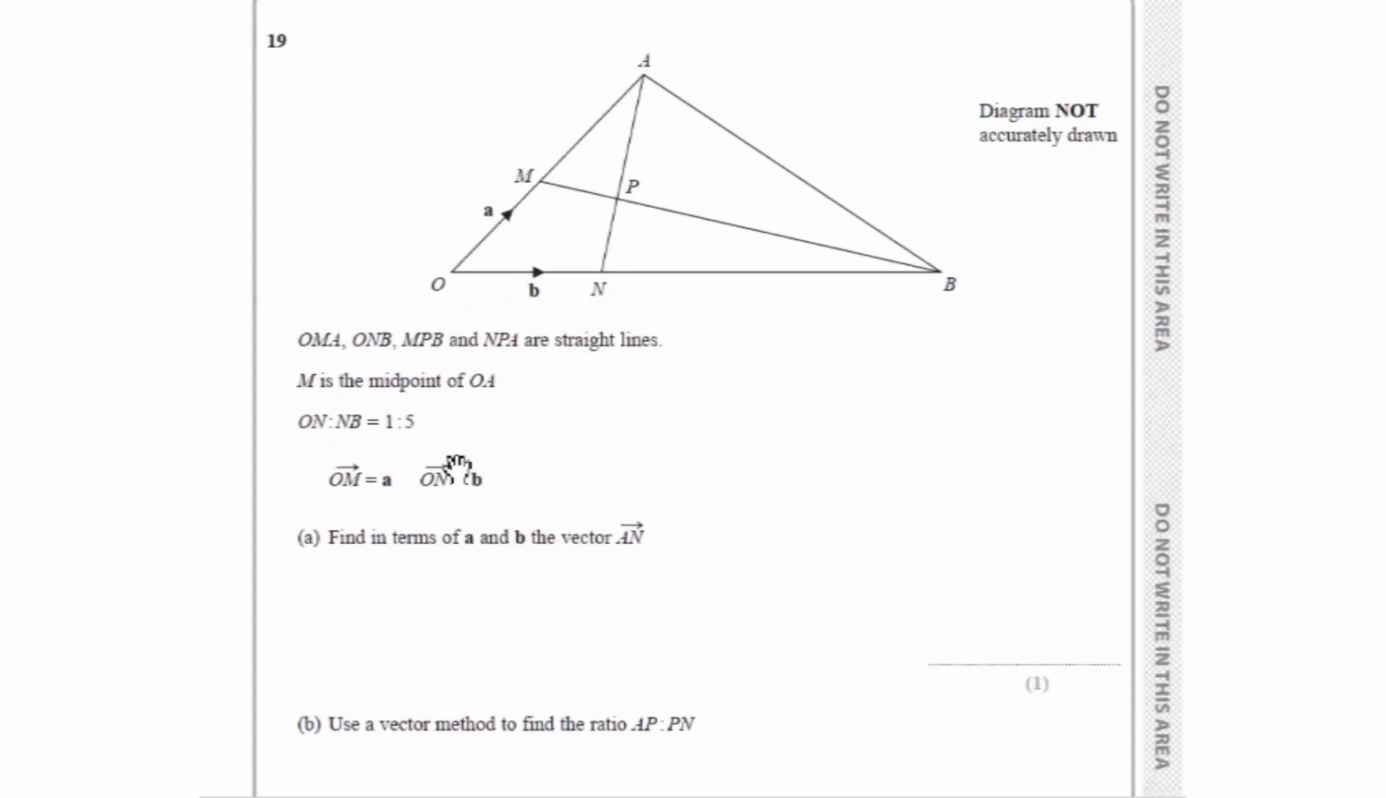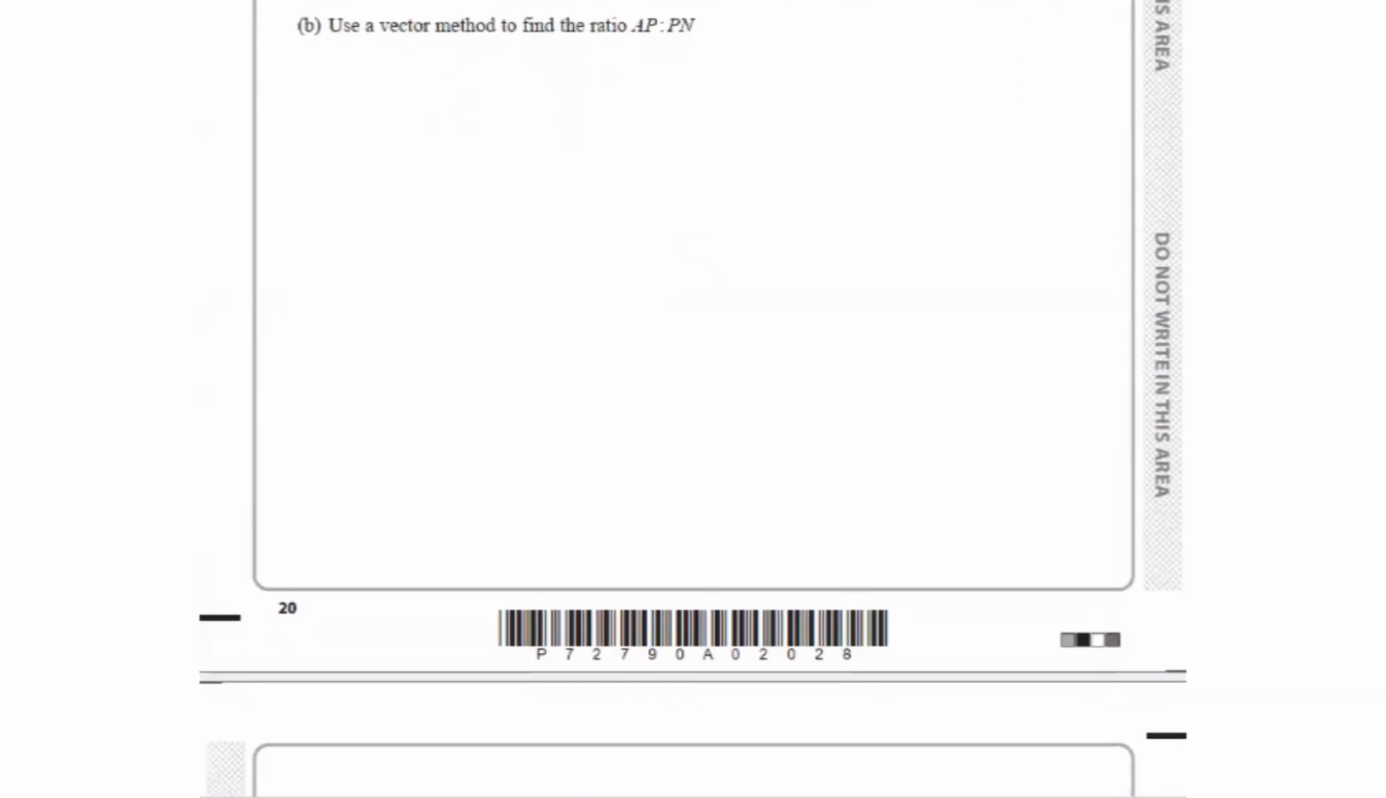So for AP is to PN, we can see that P lies on the line MB and P lies on the line AN. So basically, I'm going to use these two lines to create equations for OP. Then I will put the OP equations equal to each other to figure out our ratio. So first, AP is to PN is what we're trying to find.